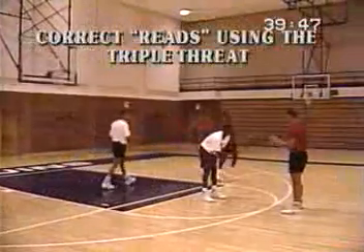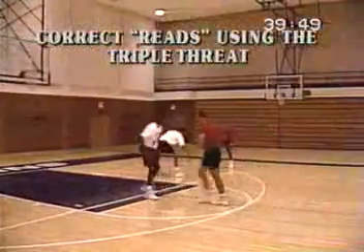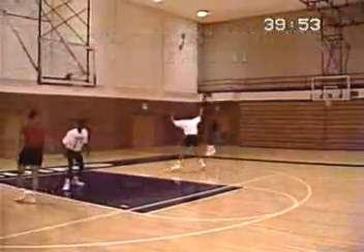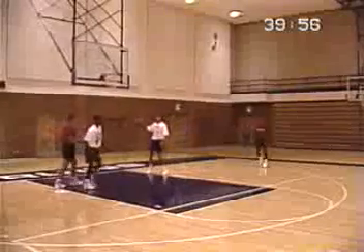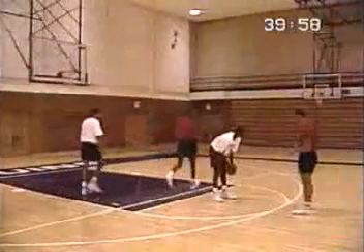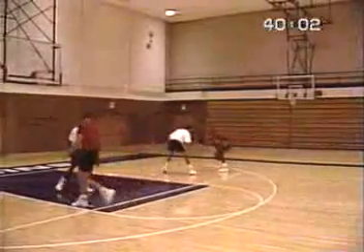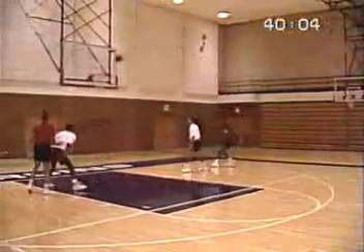Now we'll show you correct reads of defenders using triple threat moves. Notice Thomas will go down to a jab and attack position. The defender retreats. He crosses over to the right for a jump shot. Triple threat position. The defender retreats. He crosses over for the jump shot.